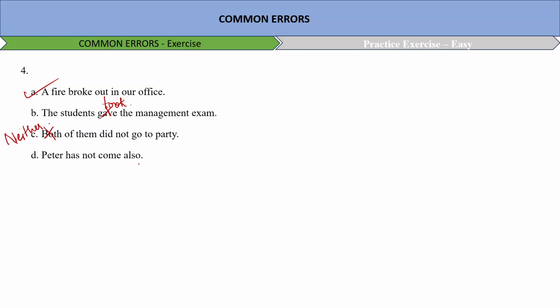Peter has not come also. It should be Peter has not come either instead of also. Correct? Next.